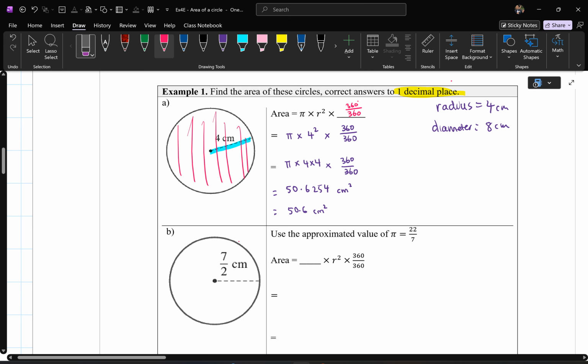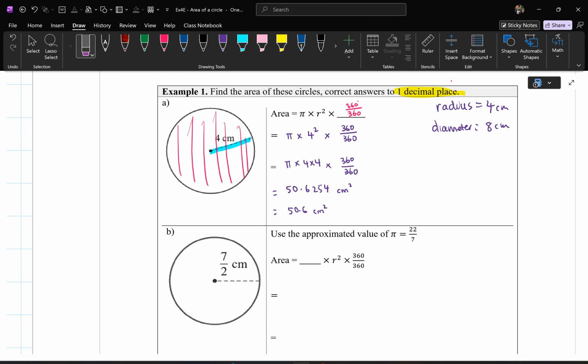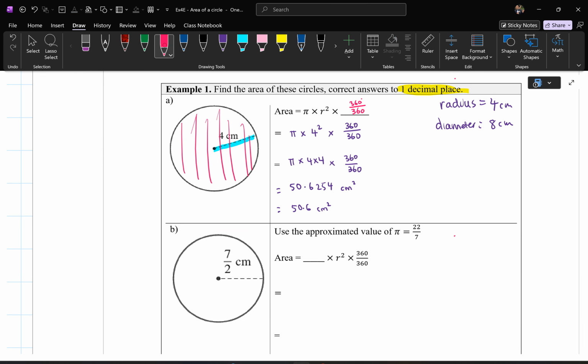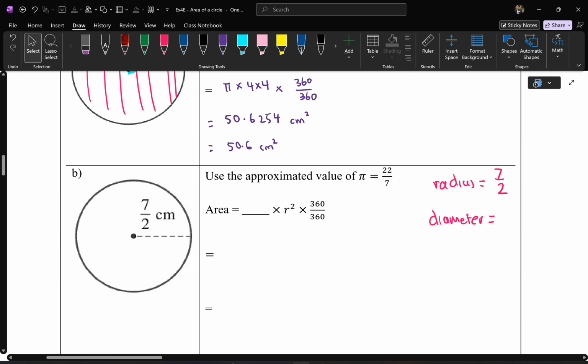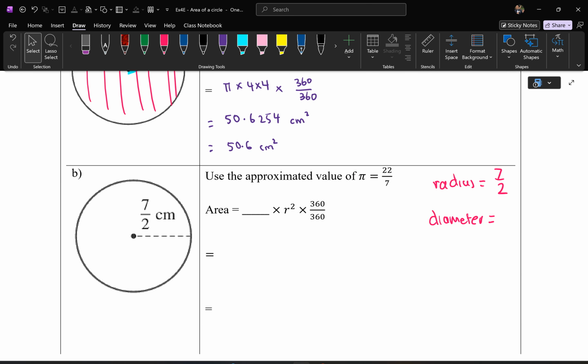What is the radius for this one? Can I please have, let's go with Hamza. What's my radius? 7/2. Beautiful. So radius is now 7/2. And what is my diameter? Let's go with Yi Chen. It's a bit tricky because it's got a fraction. 14/2? 7. Very good. So another way of thinking about it, you said double the radius gives you your diameter.